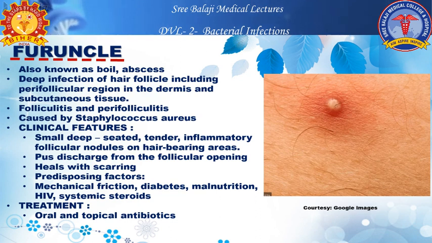It is a deep-seated tender nodule over the hair-bearing regions, and there is a discharge of pus when it undergoes suppuration, and it heals with scarring. The important predisposing factor is diabetes mellitus. When it is recurrent, we should rule out diabetes mellitus, and also HIV and prolonged immunosuppressive drugs like steroids.